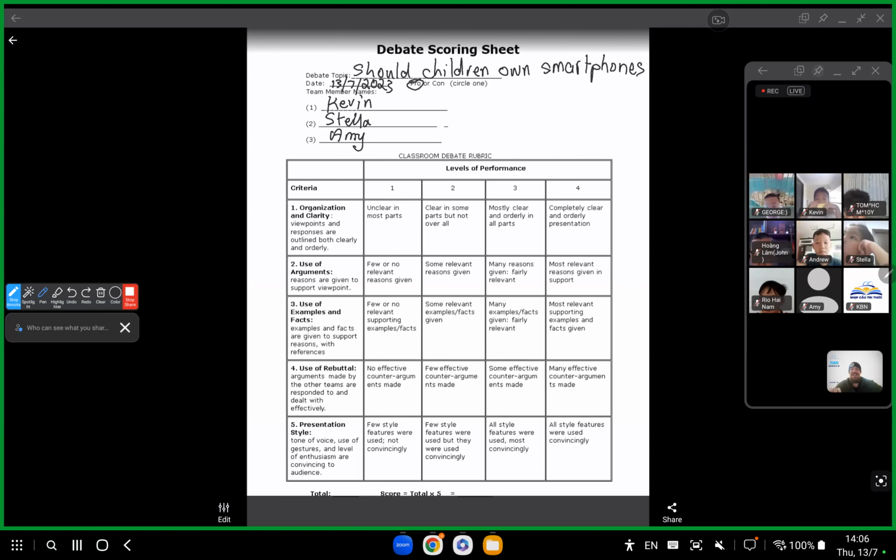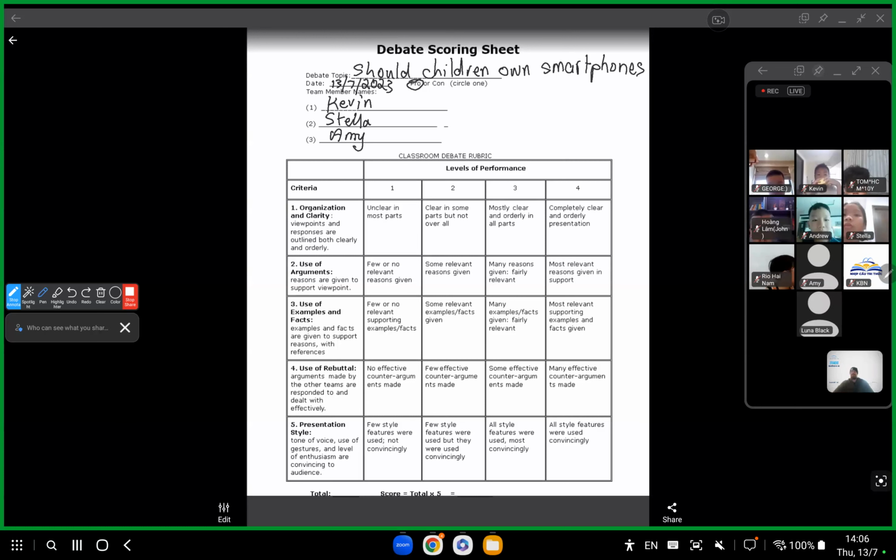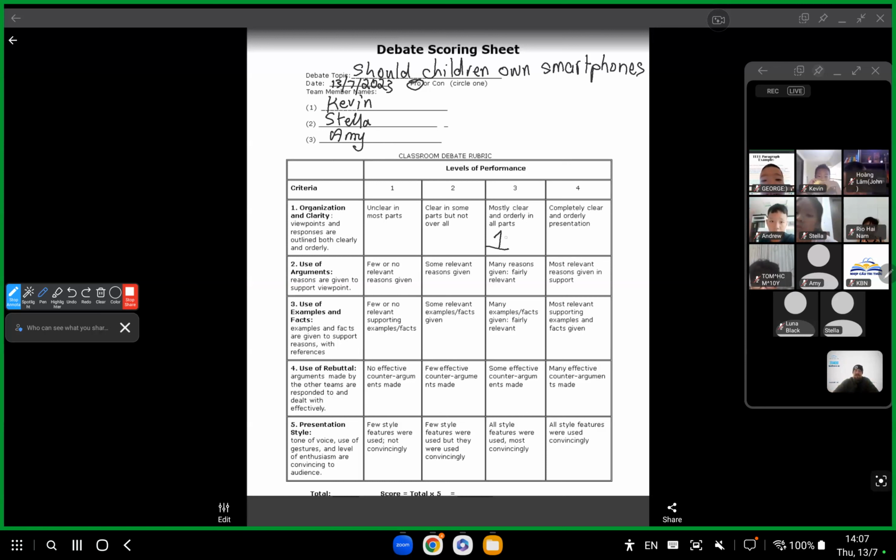So first of all, as they're listening to Kevin speak, they would listen to his organization and clarity. They would judge Kevin on how he had prepared his arguments and how clearly he's able to talk to the judges and to the audience and to let them know what his point of view is. So they might say, okay, I thought Kevin was mostly clear and orderly in all parts of his arguments. He gets 3 points. Because we see Kevin is speaker 1, so I put a 1 in the box there.